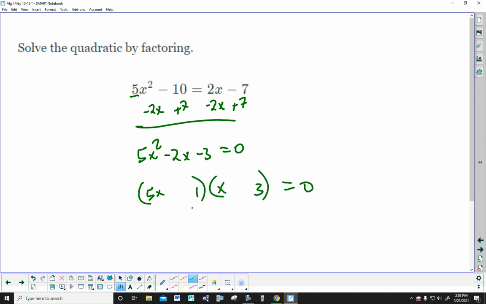Now, I don't know, is it 1, 3 or 3, 1? I don't know. You just have to try it. They're multiplying to negative. One is positive, one is negative. You just have to try it. Now check the O and the I. Outside, inside. Gives you negative 14x. That isn't what I got, so try switching the numbers.